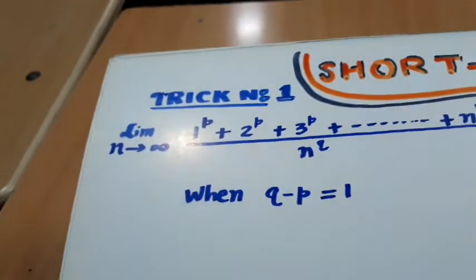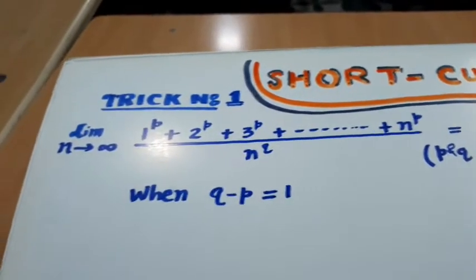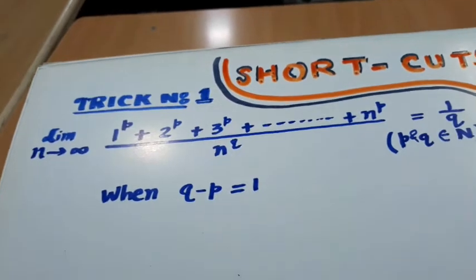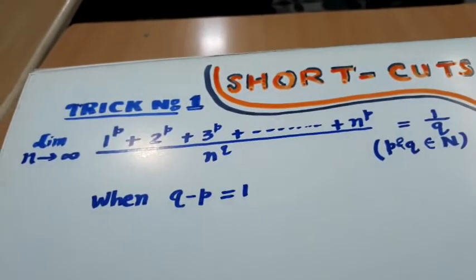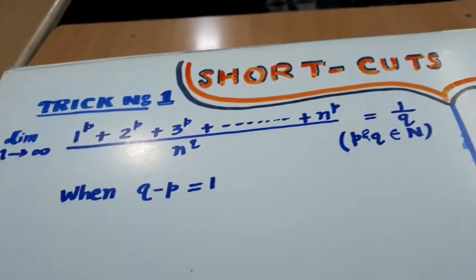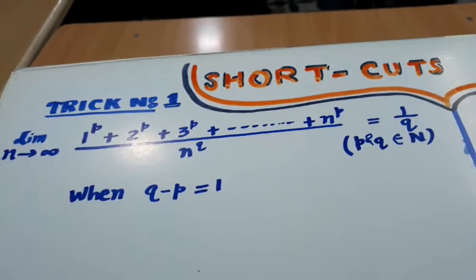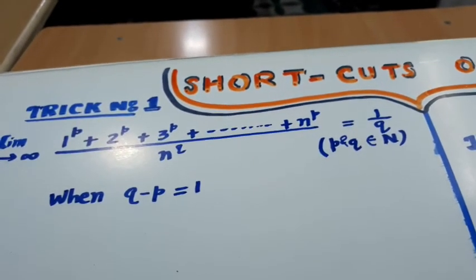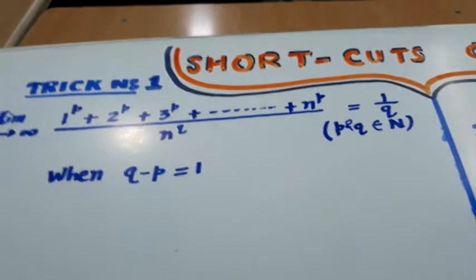It says limit n goes to infinity, 1 raised to power p plus 2 raised to power p plus 3 raised to power p, and so on up to n raised to power p, over n raised to power q. The answer comes 1 over q. But the only condition is that the difference between q and p, that is q minus p, is 1. So let us go to the examples.